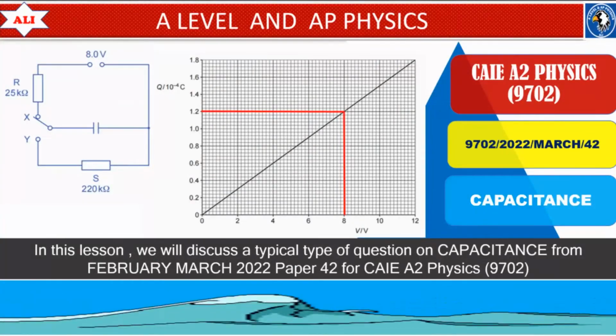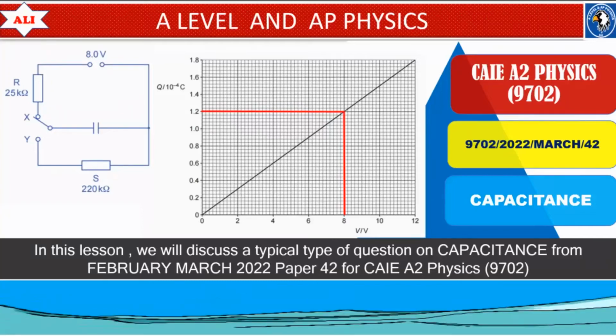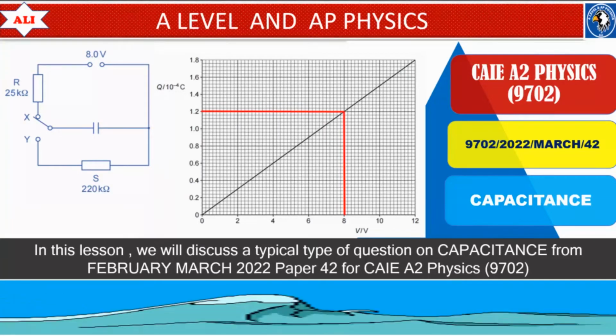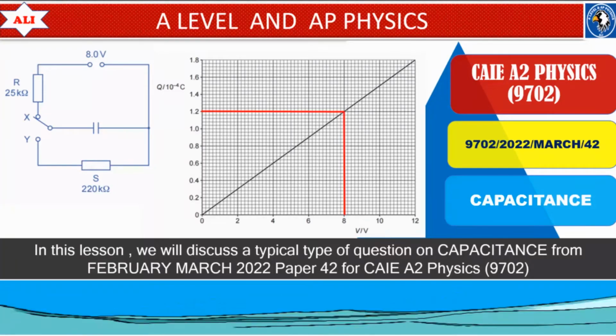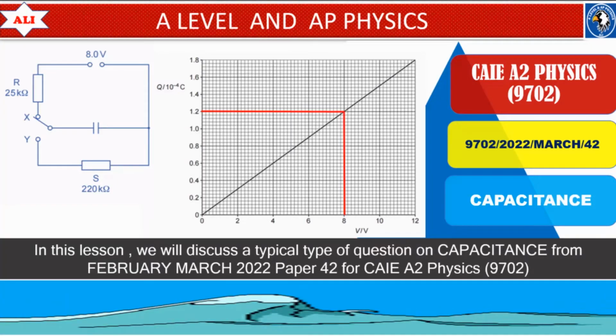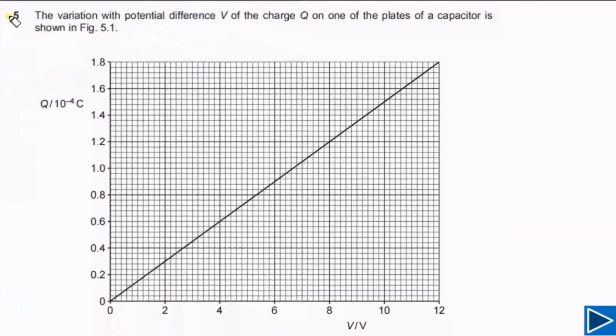In today's lesson, we will discuss an important past paper question on capacitance from March 2022, paper 4, variant 2. This question is based on new specifications and is very important for our coming exam. For question number 5, the variation with potential difference V of the charge Q on one of the plates of a capacitor is shown in figure 5.1.